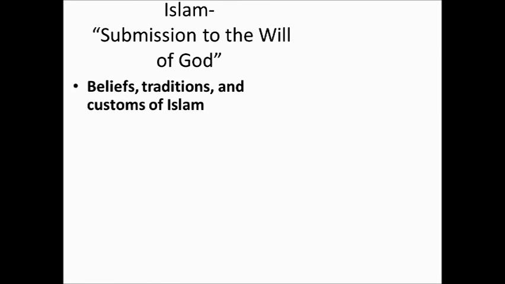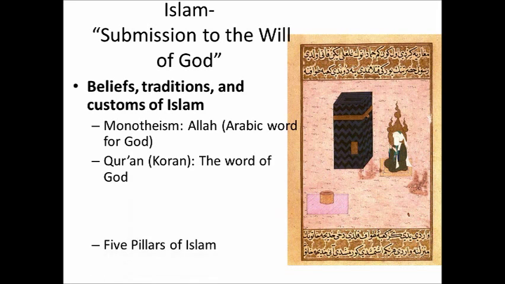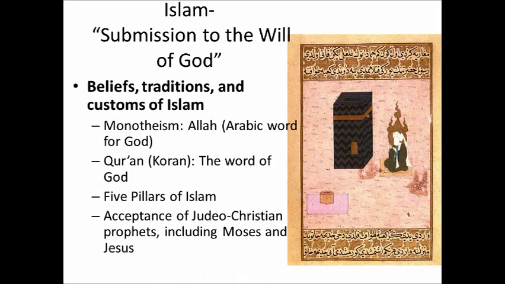Okay, so what are some of the basic beliefs and traditions and customs of Islam? Well, the first thing you have to understand is that Islam is monotheistic. They believe in one God, and that God is named Allah. Their holy book is the Quran, and you will see it spelled a couple of different ways. The word actually means recital, because Muslims believe that when you read the Quran, you are reading the Word of God. The 5 pillars are the basic rules of how to practice your religion, and we'll go into those in more detail in a minute.